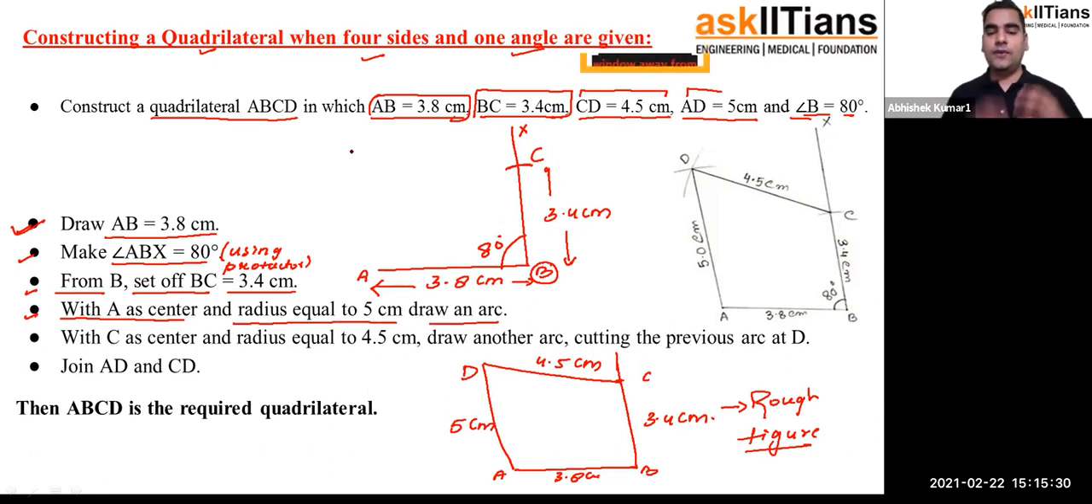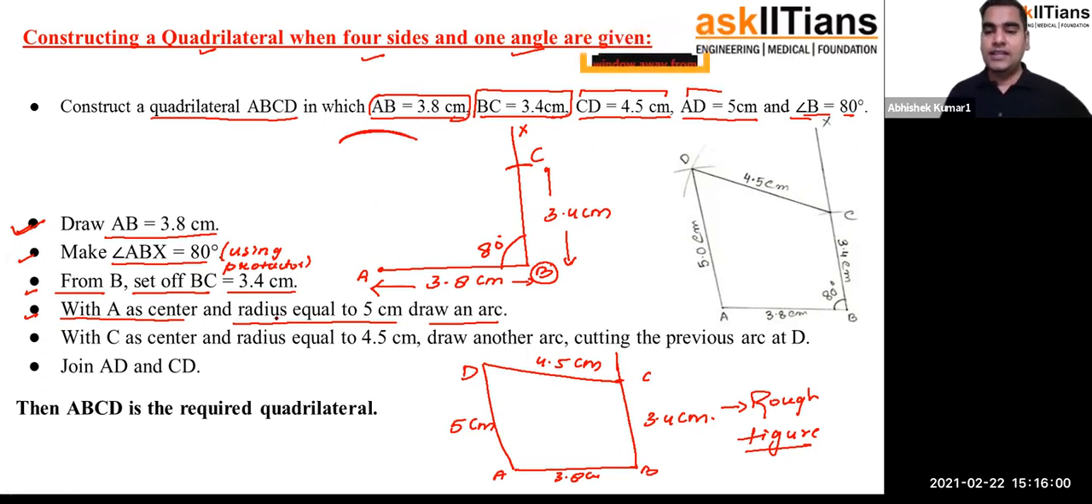So again, we are going to repeat the step that we did just now with assuming A as a center. You have to take your scale, take your compass, and measure a 5 centimeter arc on your compass. Assuming A to be the center, you have to mark an arc of length 5 centimeter. Okay, like this. Understood?